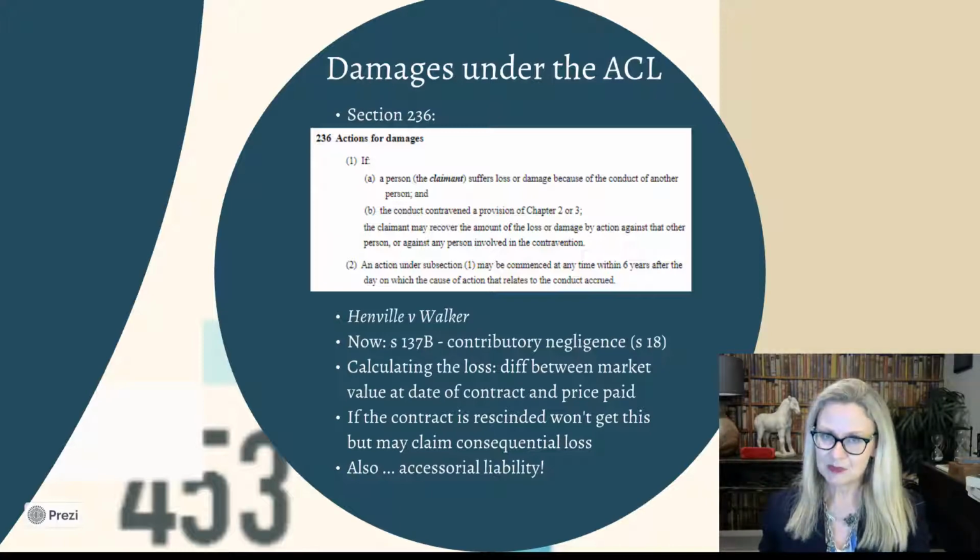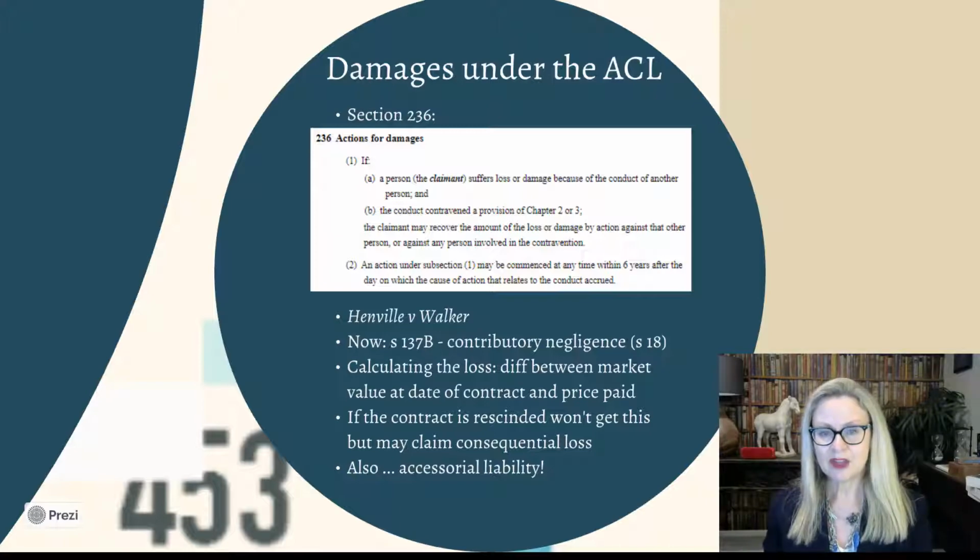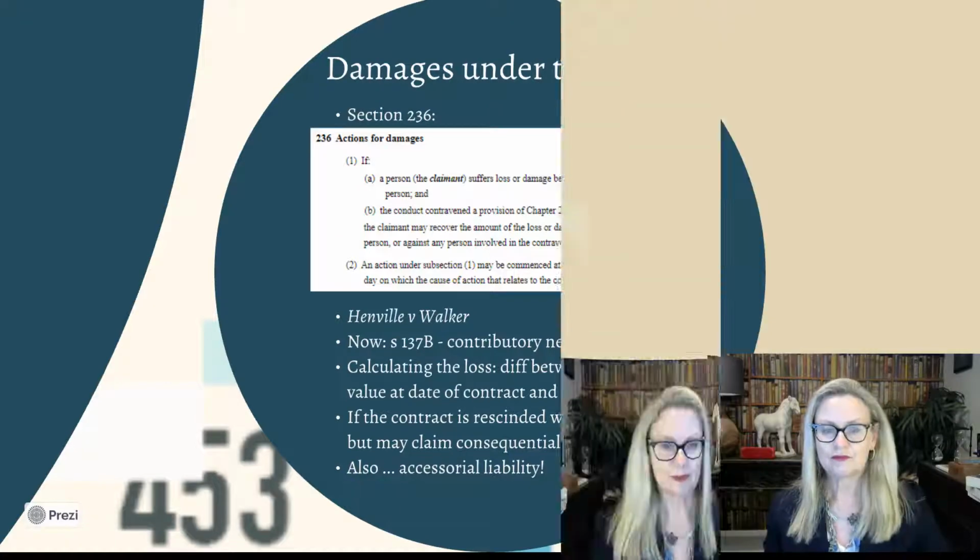Now that position has been ameliorated somewhat under Section 137B. We do have a contributory negligence provision that will apply to actions on Section 18, misleading or deceptive conduct. So you do need to now figure out whether or not the plaintiff has to some extent caused their own loss. Generally speaking, damages under 236 will be calculated by the difference between the market value at the date of contract and the price that was paid. So much like the tortious measure for common law actions of misrepresentation.